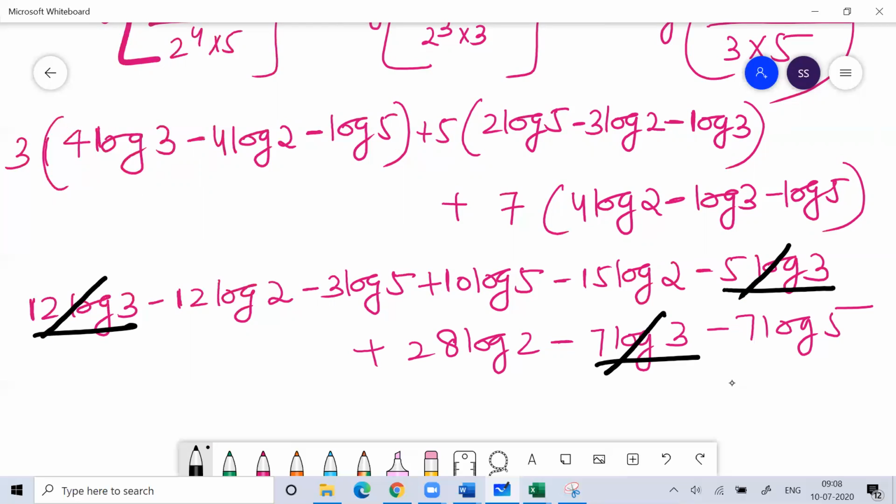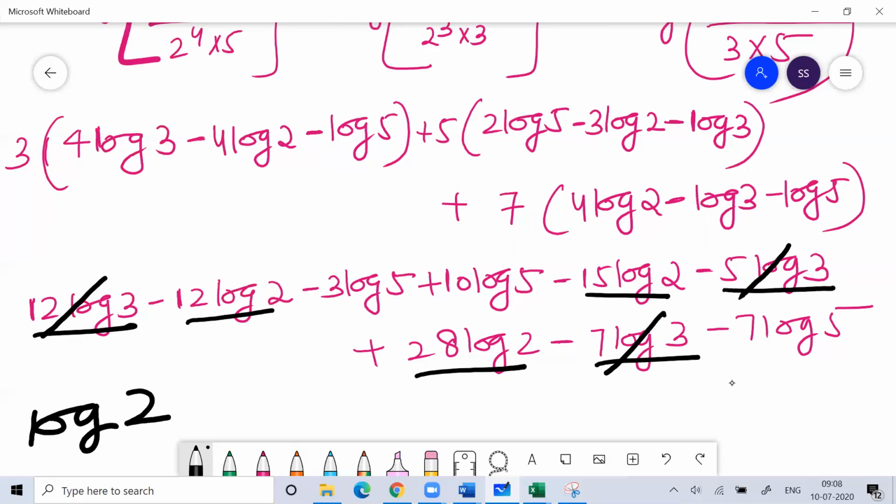Okay, now this is minus 12 log 2, minus 12 log 2, minus 15 log 2. So minus 12 minus 15 is how much? Minus 27. Minus 27 log 2. And here this is plus 28 log 2. How much are you left with? Log 2.